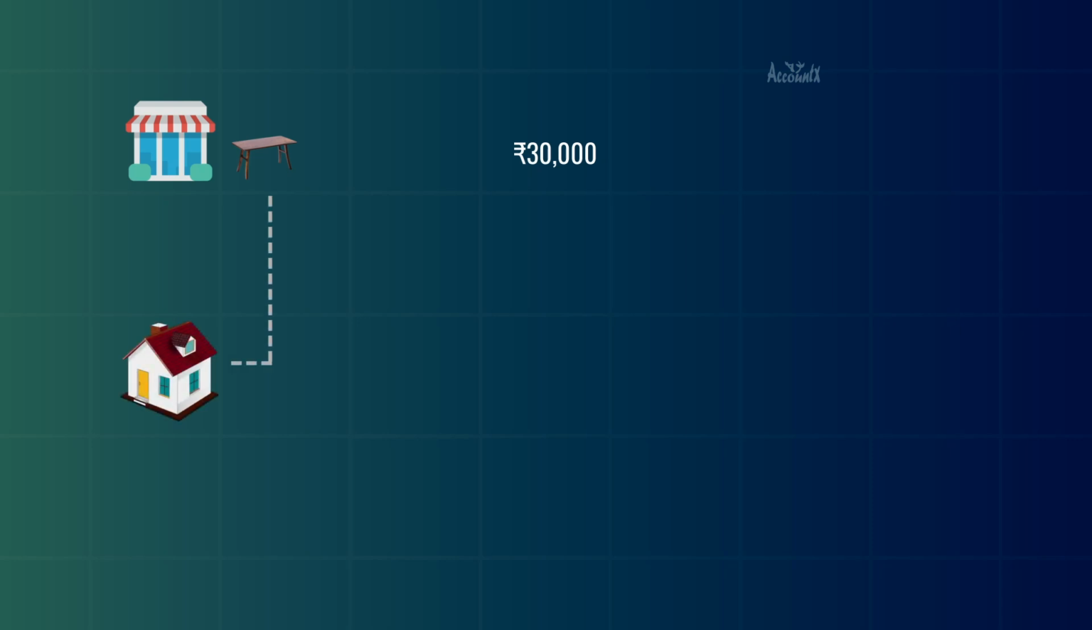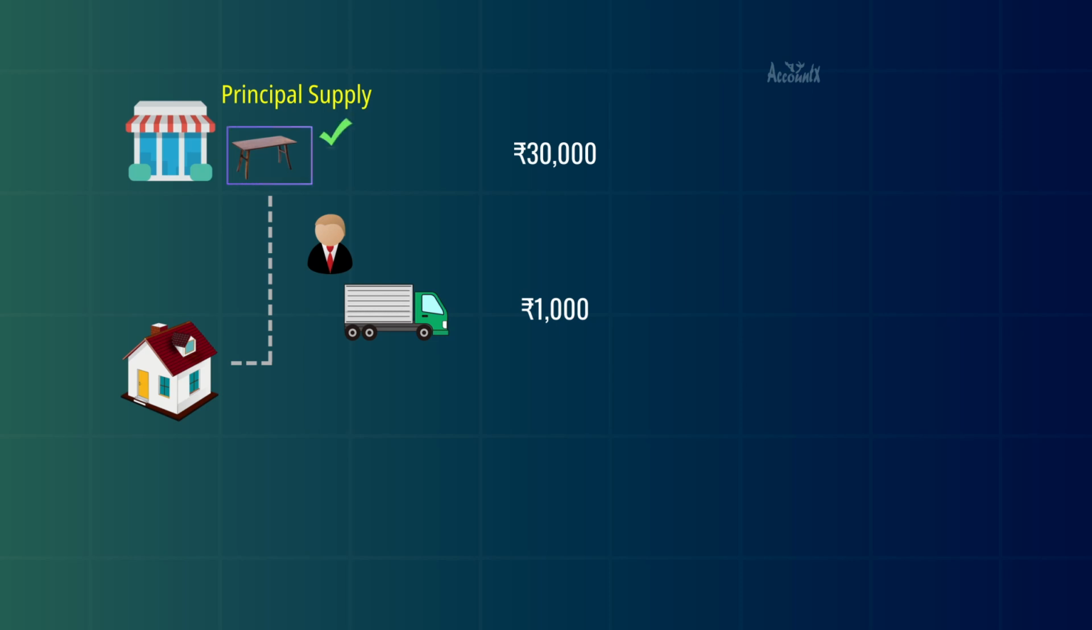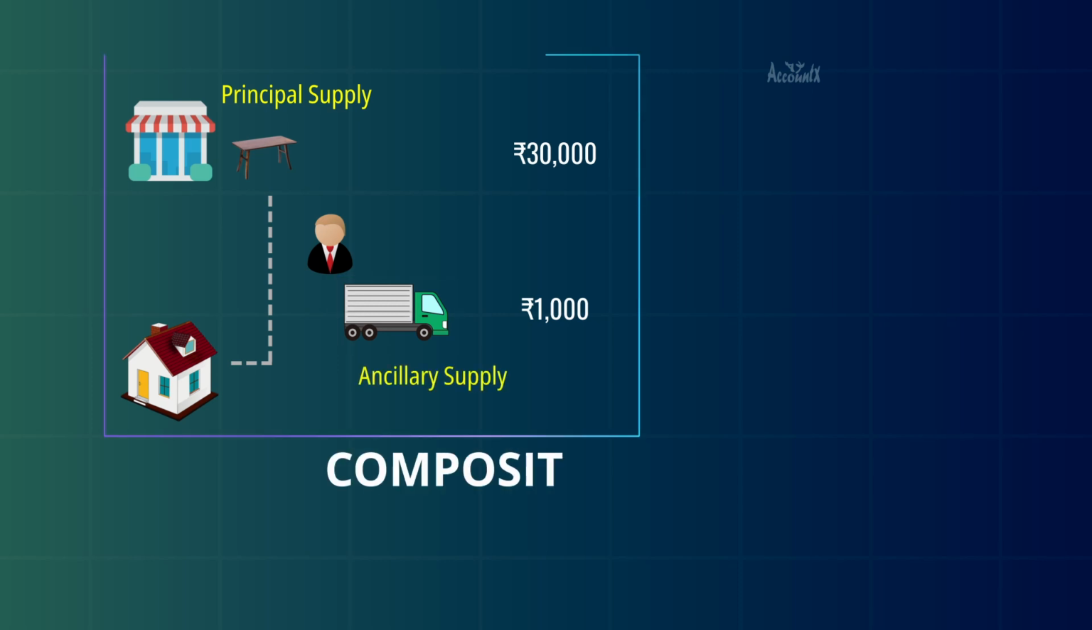To have a better understanding of this, let's consider a scenario. Let's say you go to a furniture store to buy a wooden table, and let's say the basic price is Rs 30,000, and you want the store to deliver this table to your house. So the store executive tells you transportation would cost you extra, say Rs 1,000. Here, the wooden table is the principal supply because that is the main product that you want to buy, and transportation service is a supporting element, so it's an ancillary supply. This is a composite supply and one can't be supplied without the other.